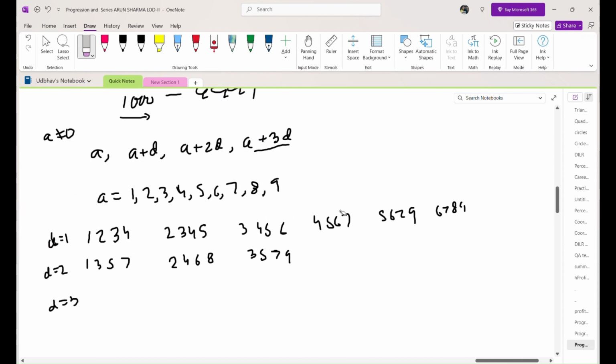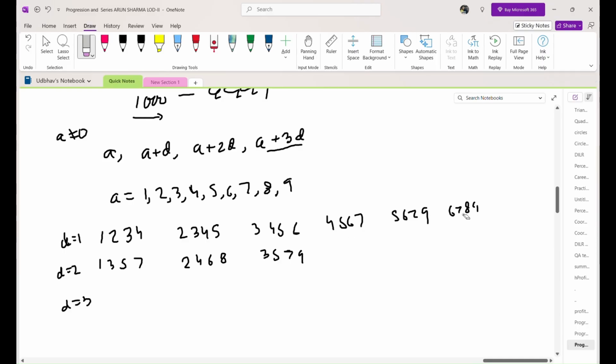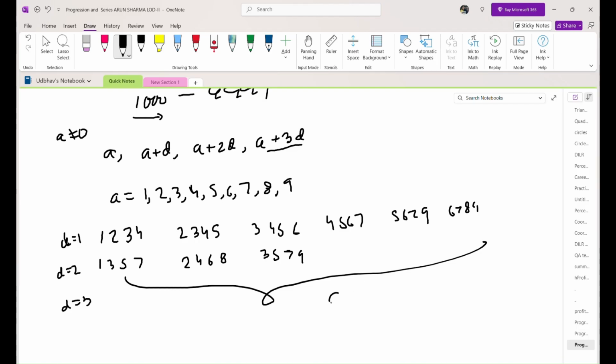So how many numbers did we get? 1, 2, 3, 4, 5, 6, 7, 8, 9. So we got 9 numbers here. We can get more numbers like that. What are the numbers we missed? Oh, we missed the numbers where the last one can be 0 also.